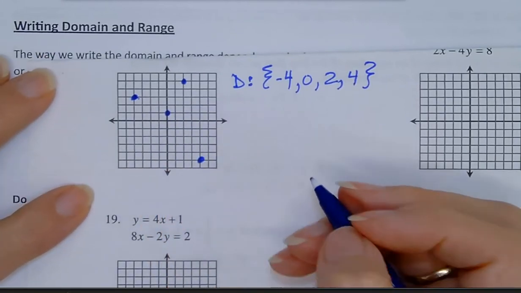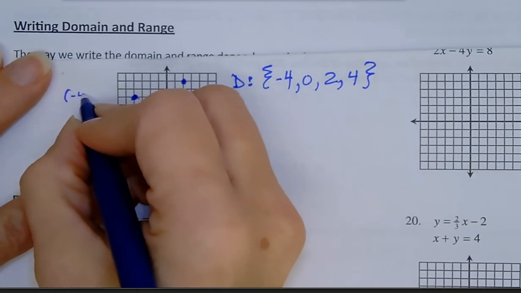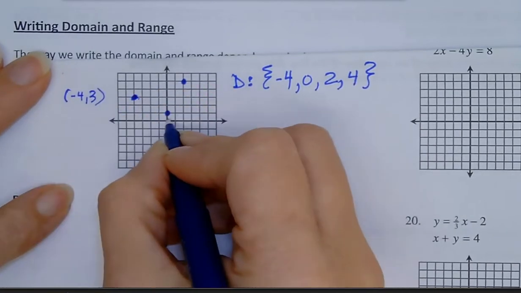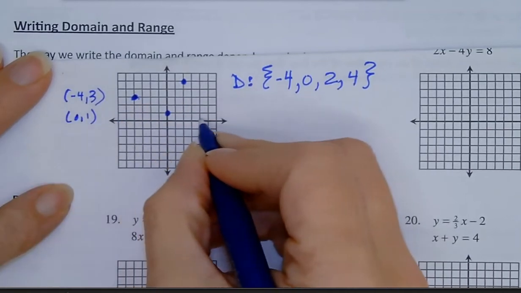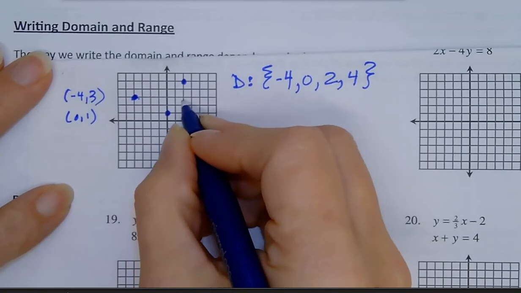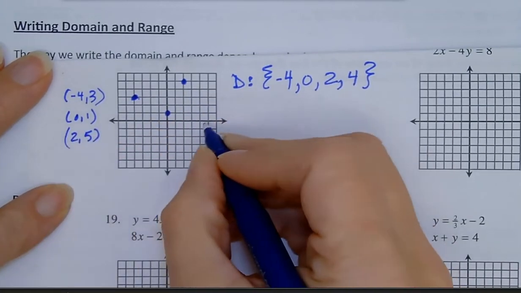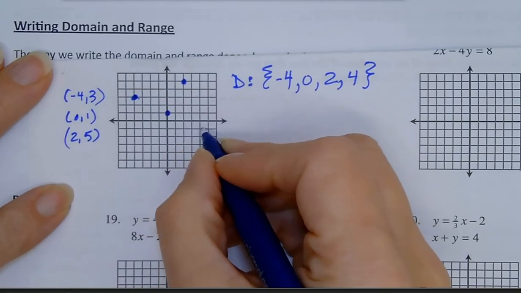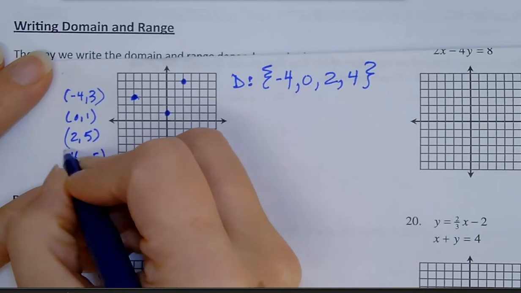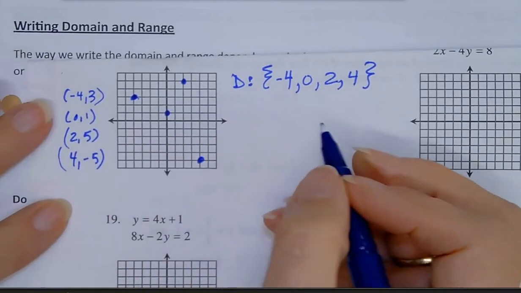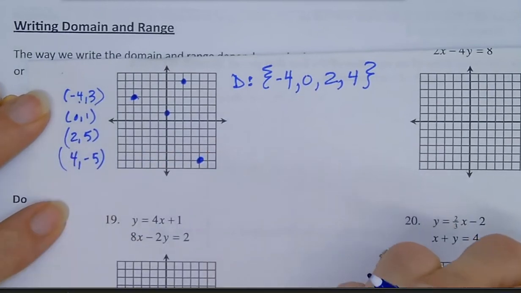I can find that also if I wanted to write out every single ordered pair. So this ordered pair is -4, 3. The next ordered pair is 0, 1, right? This would be 2, 5. And my last point is at 4, -5. So if I wanted to write out each ordered pair, I could find, here's my domain, all of the x's: -4, 0, 2, 4.